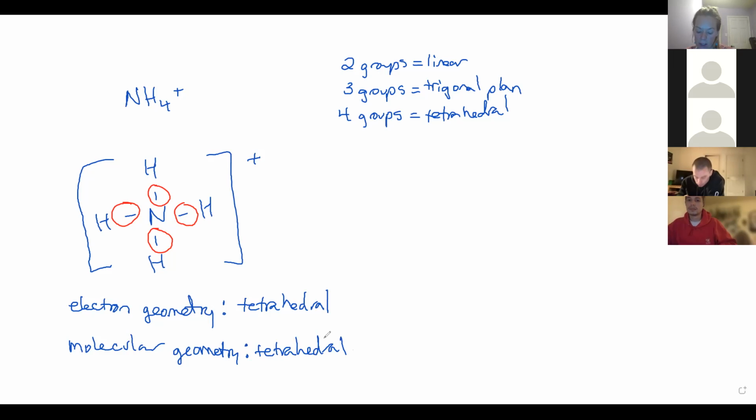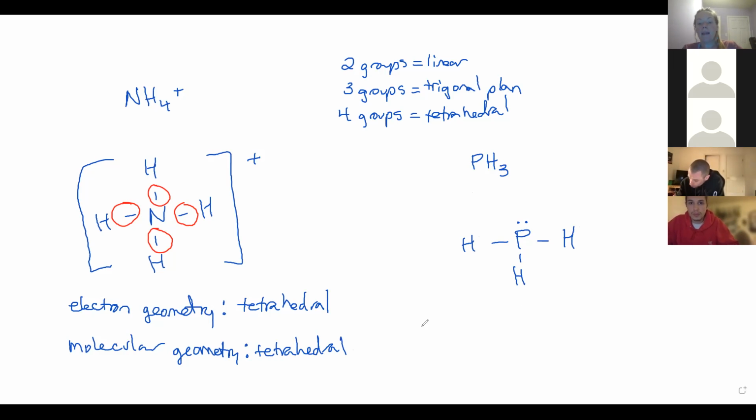Anytime the number of electron groups equals the number of atoms you have around it, those two things will be the same. Let's look at one that doesn't do that. So we had in your notes PH3, right? That was P in the center, H, H, H. We stuck it together, and then we had those pesky lone pairs of electrons, okay?